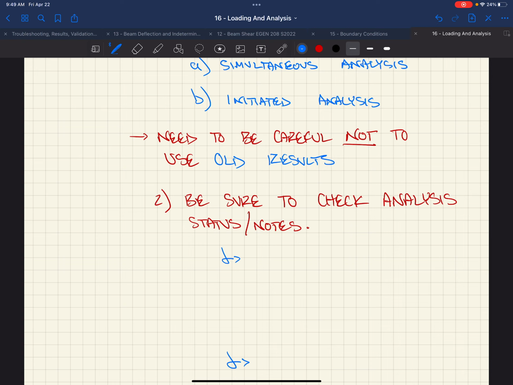Yeah, but if you make a change and you go back and forth between model and results, it doesn't reanalyze everything? No, it's not reanalyzing when you're going back and forth. It only analyzes when you make a change, I believe. Yeah, it's only when you make a change.